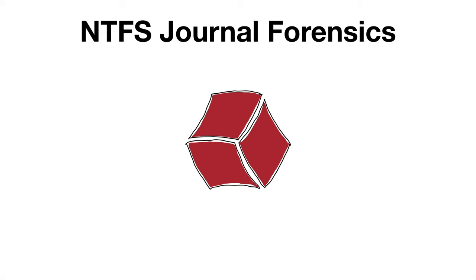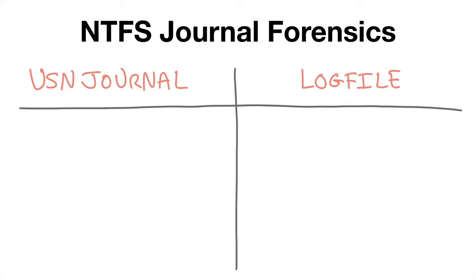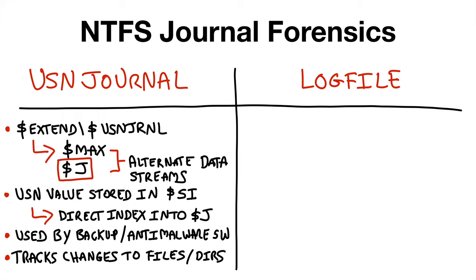However, you may not be aware that NTFS actually maintains two different journals, one of which is called the Update Sequence Number Journal, also referred to as the USN Journal, or simply the Change Journal. The other is called LogFile. The USN Journal is stored within the root of the volume in the $Extend directory within the $UsnJrnl file. That file contains alternate data streams. In other words, it contains additional data attributes, one of which is called $Max, and the other is called $J.